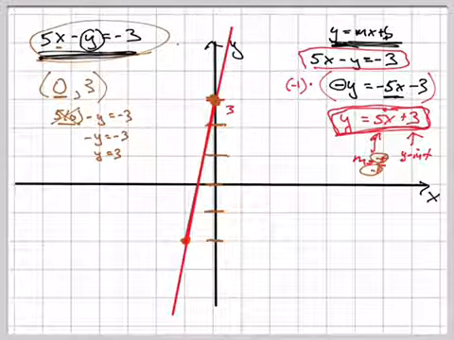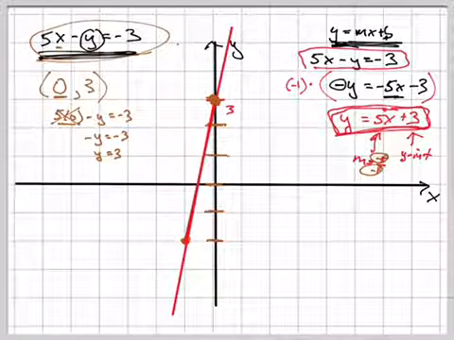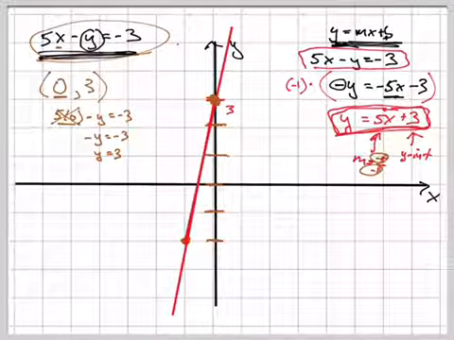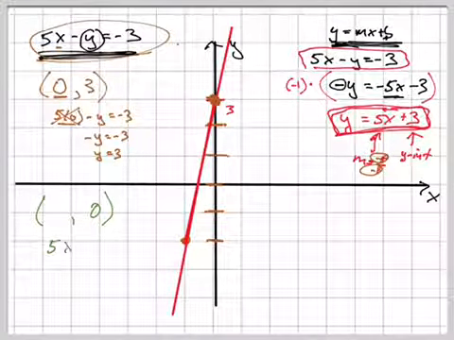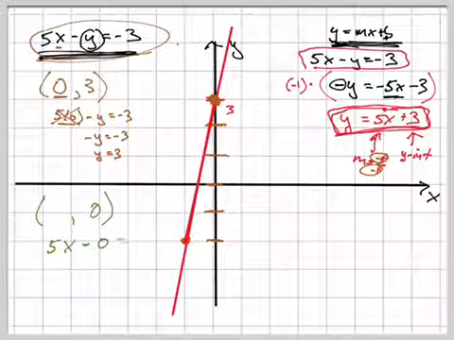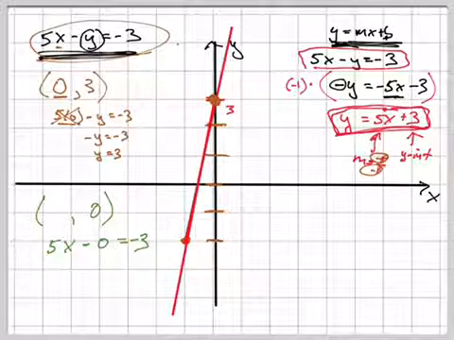And now we need 1 more point, because remember, 2 points determine a line. All you need is 2 points to get a line. So let's plug in another. Now let's, instead of plugging in 0 for x, let's see what happens when we plug in 0 for y. So I'm going to plug in 0 for y. I'm rewriting the equation, but I'm going to plug in 0 for y. Now let's solve that for x.